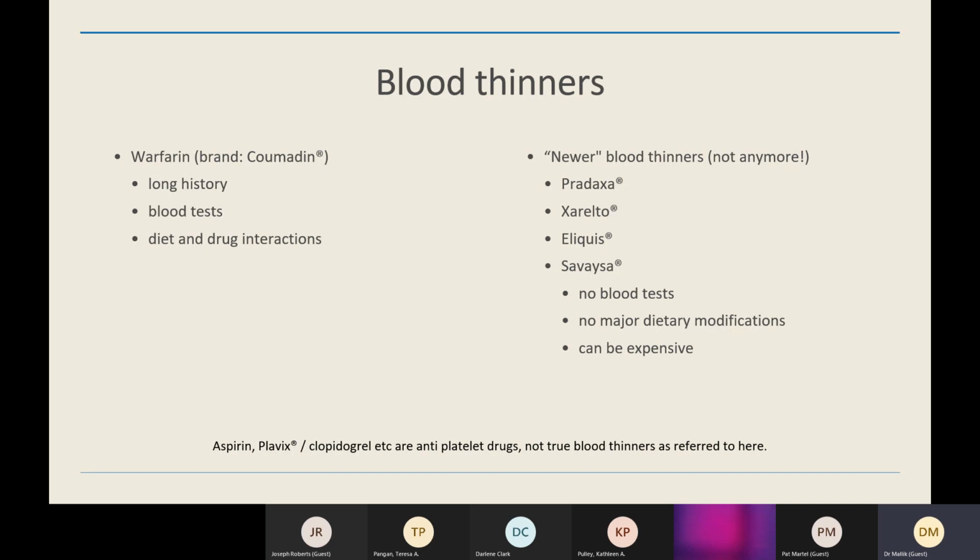And just to clarify, these are blood thinners. They are actually potent blood thinners. We are not talking about aspirin, Plavix, or clopidogrel in this context. Some people still call them blood thinners, but aspirin and Plavix are truly antiplatelet drugs. And with newer guidelines, they don't really have a lot of place in managing stroke in the setting of atrial fibrillation. So when in this talk I'm saying blood thinners, I'm referring to warfarin and these other ones, not the aspirin and Plavix.